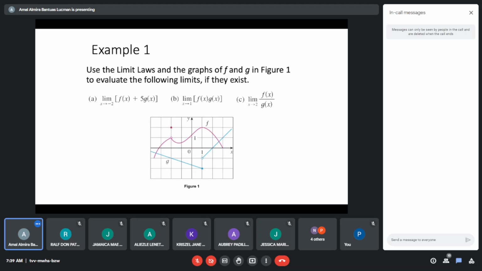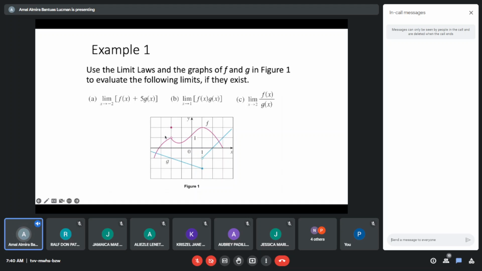So, using the limit laws and the graph, the red one is f and the aqua blue one is g. Letter A: the limit of the function f plus 5 times the limit of g as x approaches negative 2 would be equal to the limit of f plus 5 times the limit of g. So what would be the limit of f?